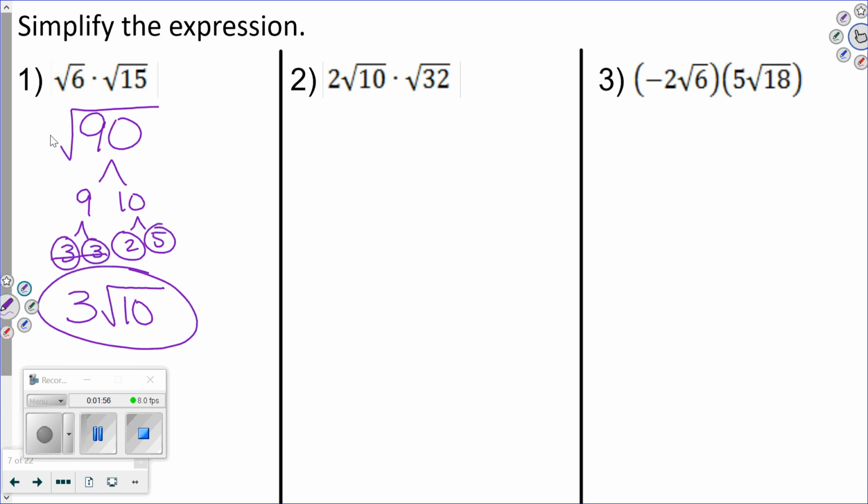All right, number 2. So 2 radical 10 times radical 32. Where's that 2 going to go? Yeah, he's still outside. He's an outside number. Then I can multiply my radicals. 10 times 32 is 320.